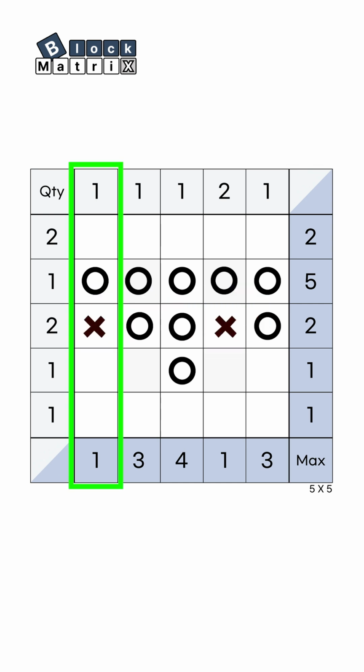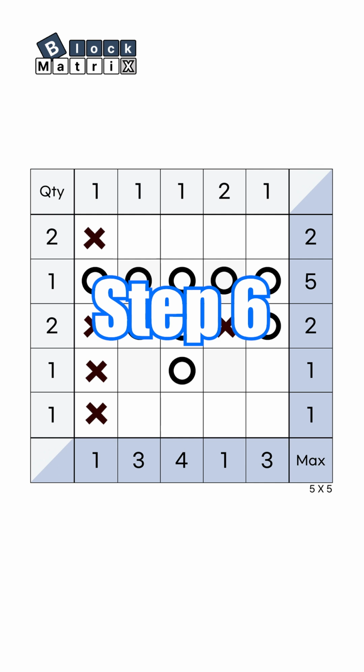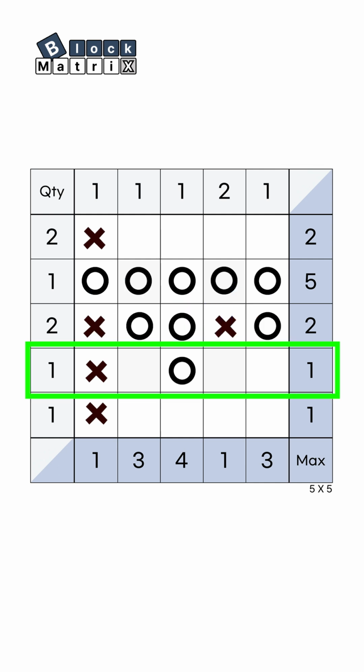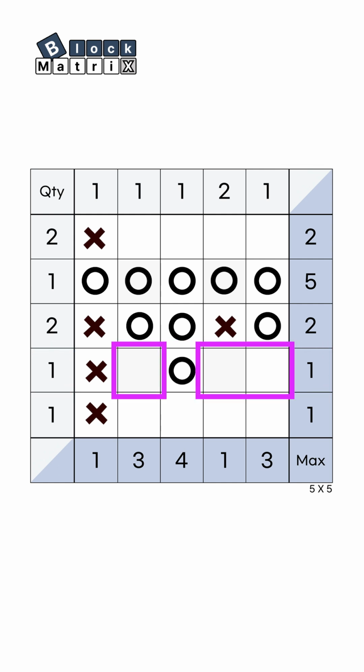Step 5. Looking at the first column, quantity equals 1 and max equals 1. Since one cell is already filled with O, all remaining empty cells should be filled with X. Step 6. The 4th row also has quantity equals 1 and max equals 1. Since one cell is already filled, fill all the remaining cells with X.